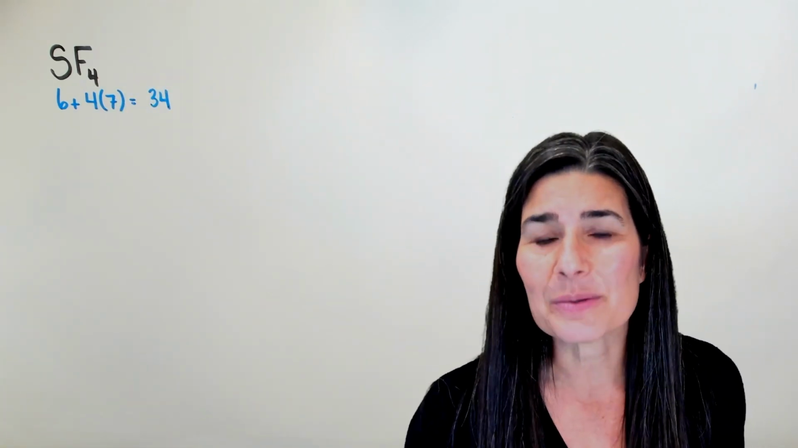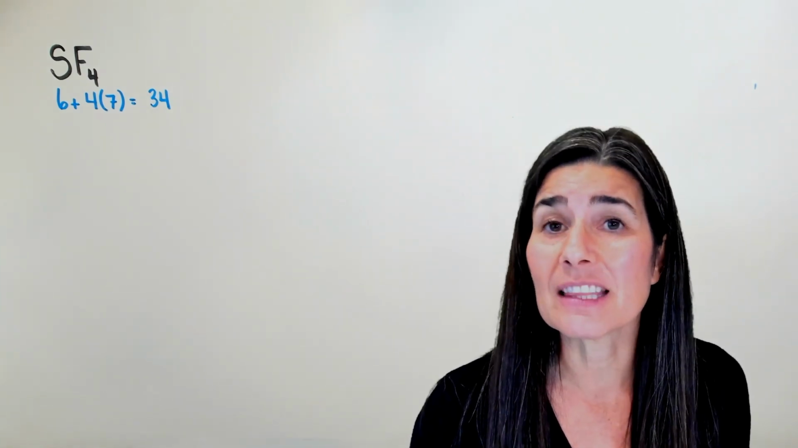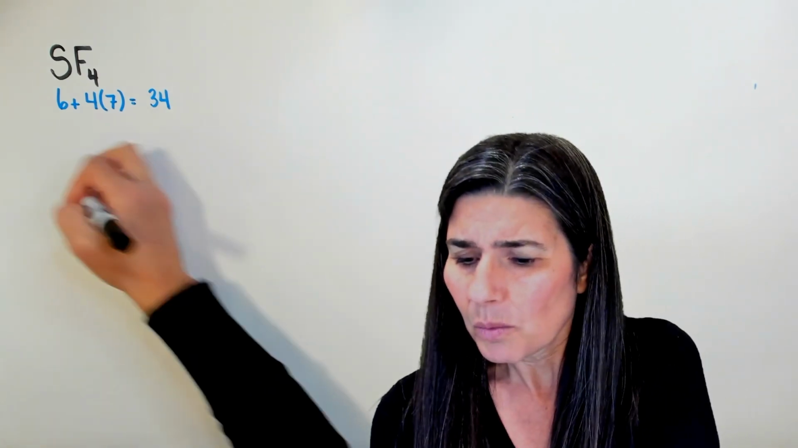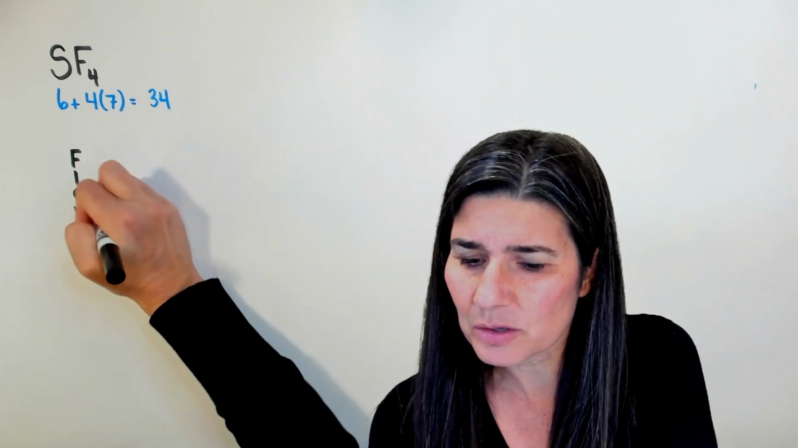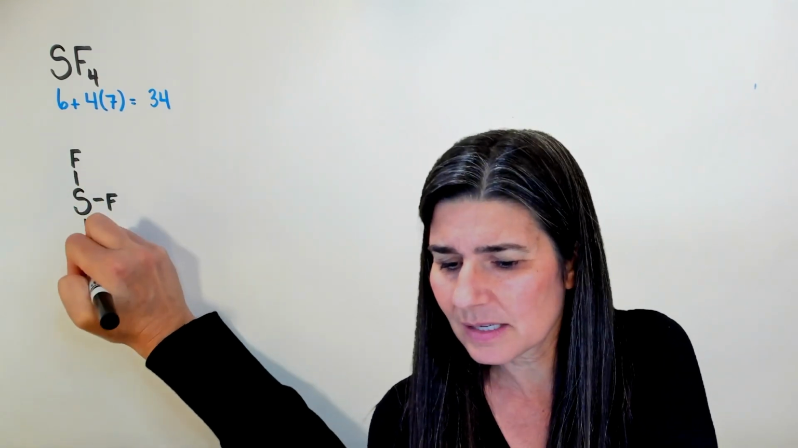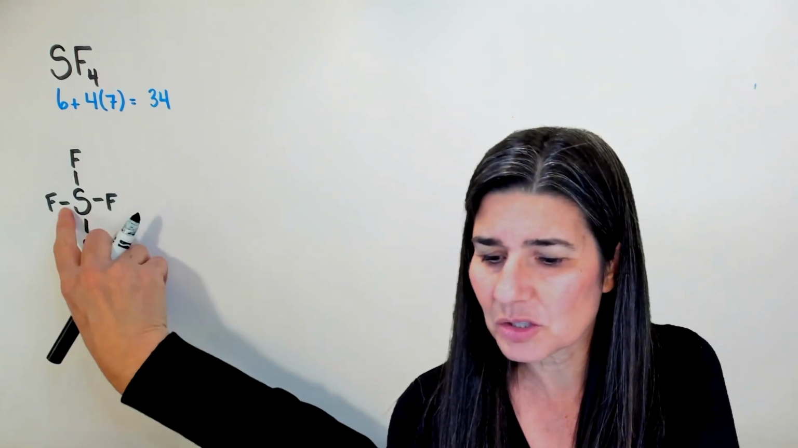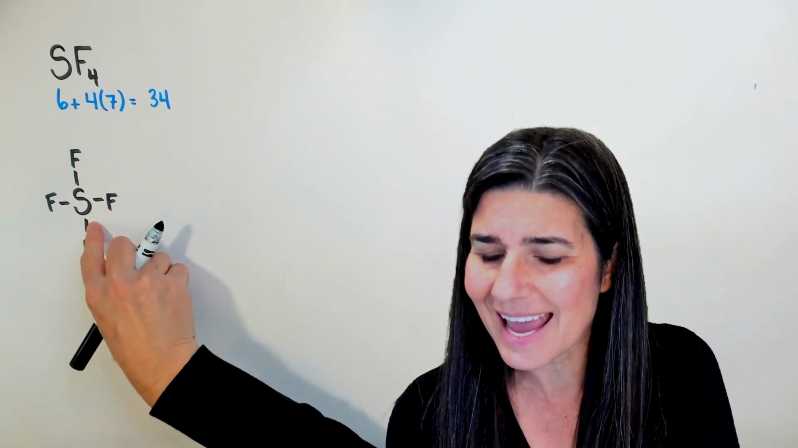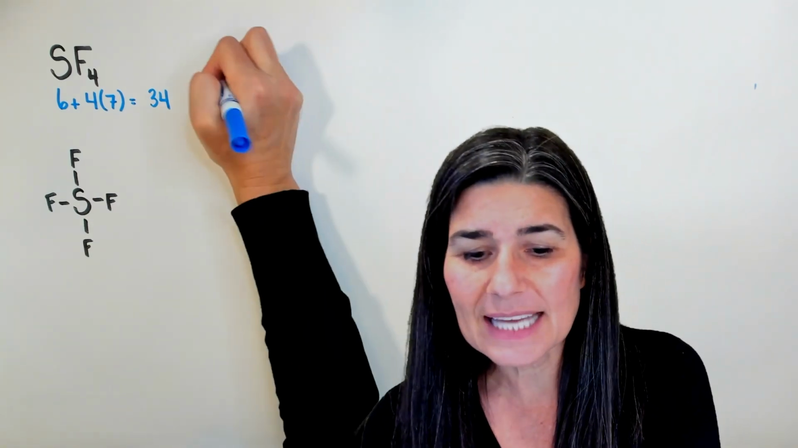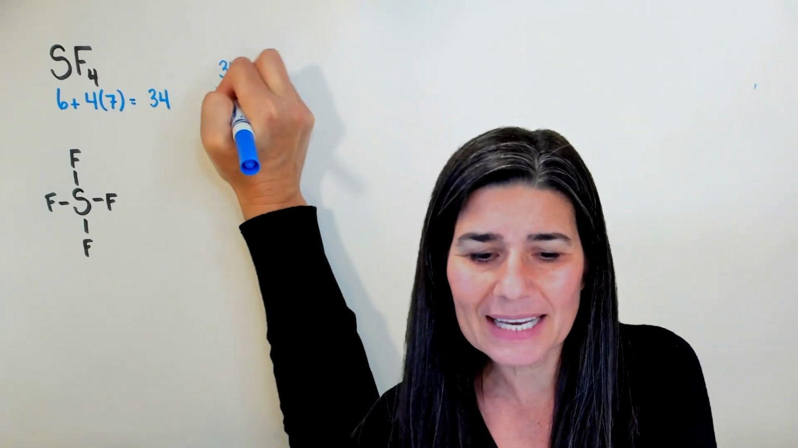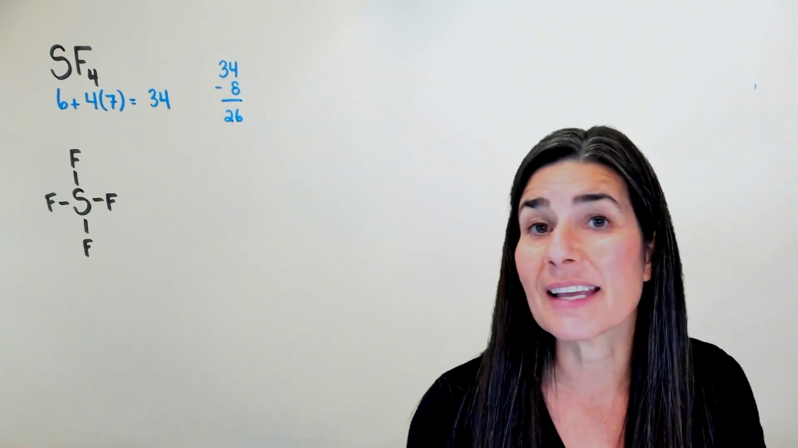All right, now step 2. We're gonna go ahead and put the different atom in the middle. That's our sulfur. We're gonna put sulfur in the middle and we're gonna bond each of those fluorine atoms to it. 1, 2, 3, 4. We've just used up 2, 4, 6, 8 electrons out of that 34. So we're gonna take 34 minus 8, that leaves me with 26 more electrons I get to use in my Lewis structure.